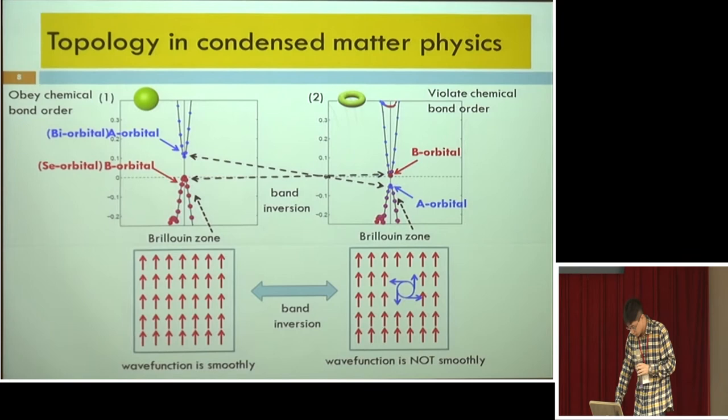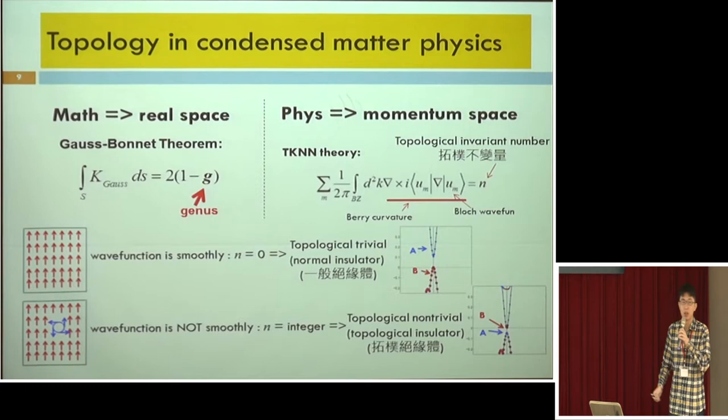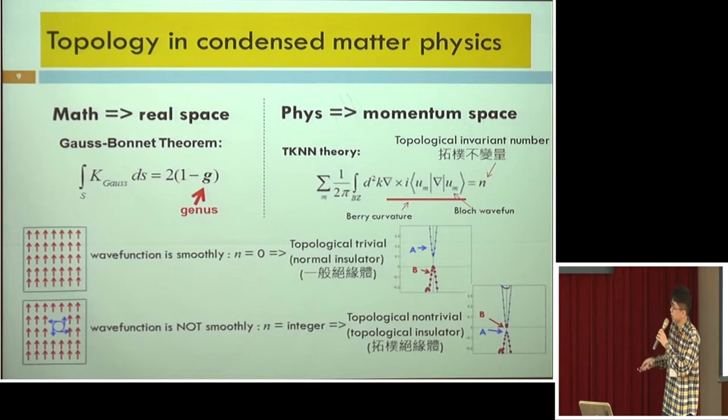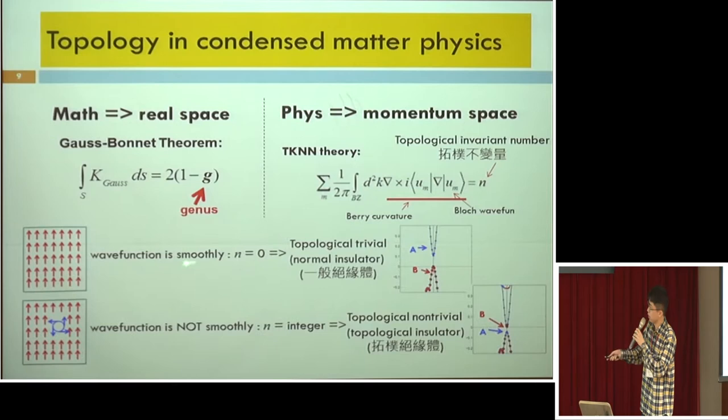Similar to the Gauss-Bonnet theorem, mathematically, we can use a quantity to distinguish topological phases. The terminology is the topological invariant number, which is an integral of the Berry curvature. If the wave function is a smooth function, this integral equals zero. If there is a hole in the wave function, which can provide non-vanishing Berry curvature, this integral gives us integer values. If n equals zero, it is a topologically trivial phase. Non-zero n is a topologically non-trivial phase, for example, topological insulators.